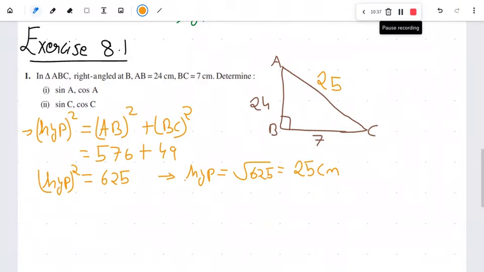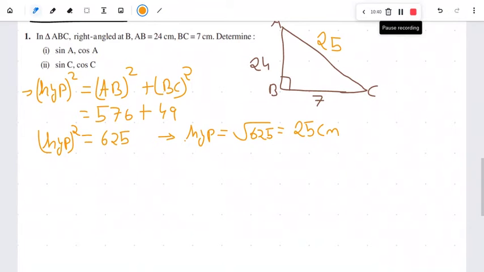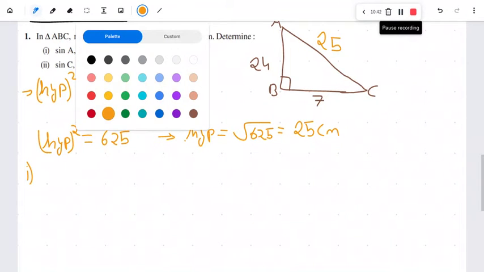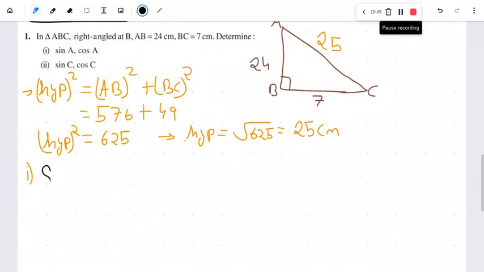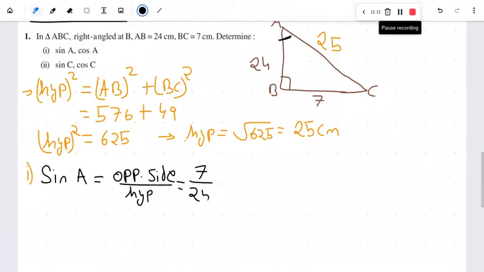Now, I can easily find out, right? What do I have to find? I have to find sine A. See, how will I find sine A? Sine A is nothing but sine of the angle, like sine theta, right? Now sine is nothing but opposite side divided by hypotenuse. Now what is the opposite side of A? A is over here. Opposite side is BC, correct? That is 7 centimeter divided by hypotenuse, which is 25. So 7 by 25 is sine A.